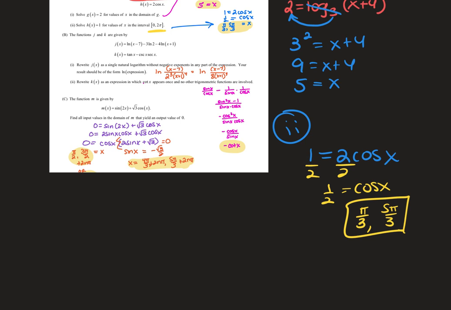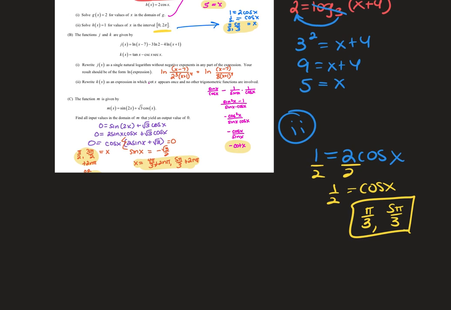Then it goes to C. Oh no, then it goes to B, okay? B says J and K are given. Rewrite J as a single natural log with no negative exponents in any part of the expression. Your result should be in the form of ln of an expression, meaning there should be only one ln. So ln of x minus 7 minus 3 ln 2 minus 4 ln x plus 1.